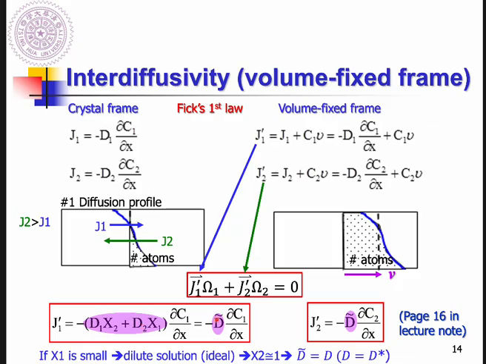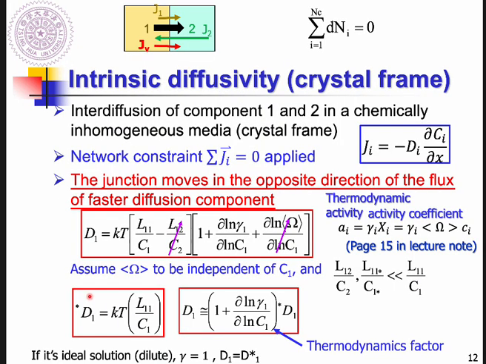I hope you already have some idea why we needed to start by introducing self-diffusivity, intrinsic diffusivity, and interdiffusivity. Because if you want to know the interdiffusivity, you need to know the intrinsic diffusivity. And if you want to know the intrinsic diffusivity, you need to know the self-diffusivity. Why? Because here, if you want to know this, you need to know this, and the same here.